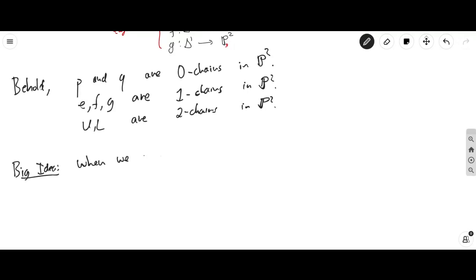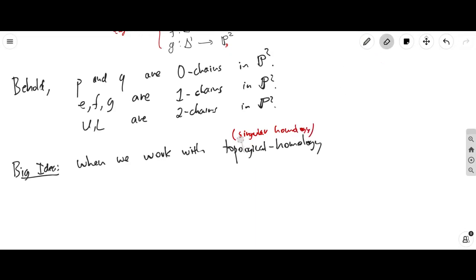When we work with topological homology, so not simplicial homology, topological homology, it also goes by the name of singular homology, for the simple reason that the word singular in mathematics means badly behaved. So it goes under the name singular homology because these mappings, we do not assume anything about those mappings. We do not assume that they are homeomorphisms or anything like that. That's why we call it singular homology. But I like to call it topological homology.